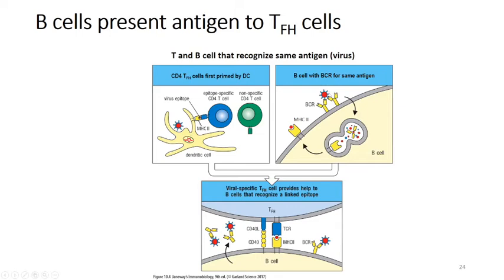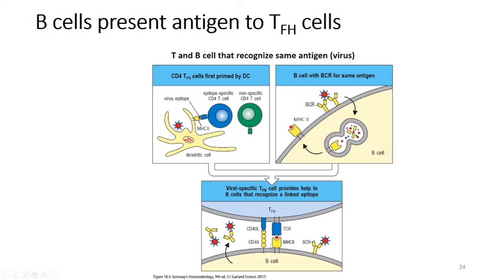Meanwhile, on the other side, you've got a B cell, which has a B cell receptor that recognizes the same virus. It internalizes the antigen, breaks it down in an endosomal compartment, loads virus-derived peptides onto class 2, and then presents them at the surface. Now we have a B cell and a T cell that recognize the same virus. They'll get together because this class 2 molecule on the surface of the B cell is presenting this exact same peptide that this T cell saw when it was primed initially by the dendritic cell.